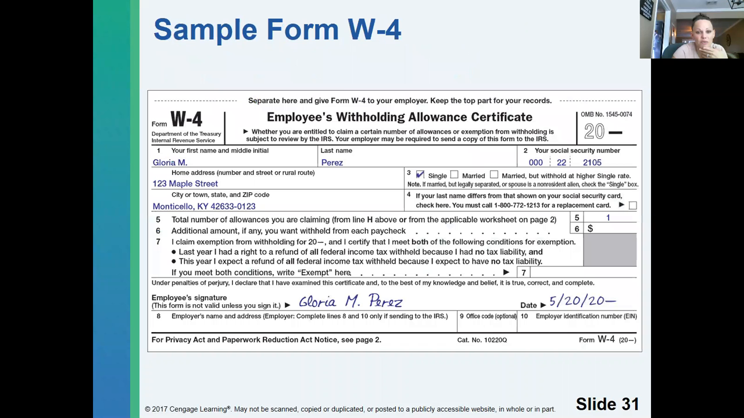By filling out this form W-4, so this is an example. There is a worksheet that goes with it. So it's a withholding allowance, how many, so line 5, the number of allowances you're claiming from worksheet 2 or page 2. So Gloria is only claiming 1 deduction. So that means she doesn't have any dependents.